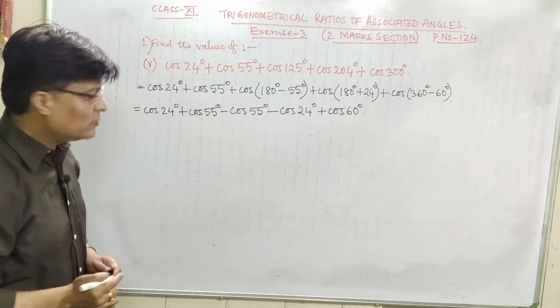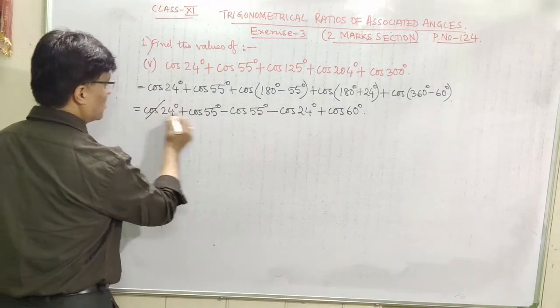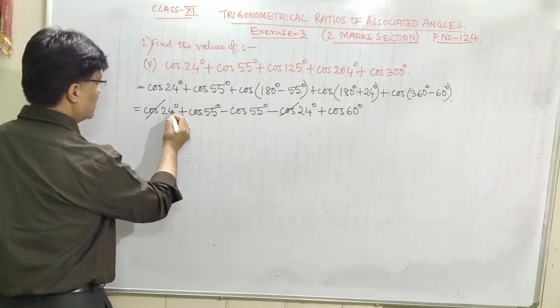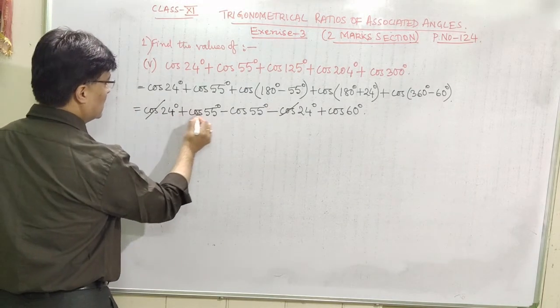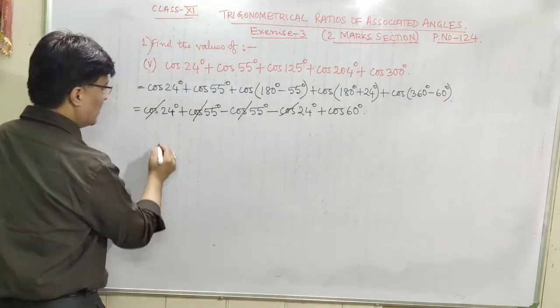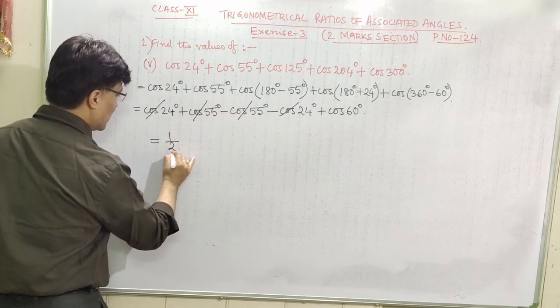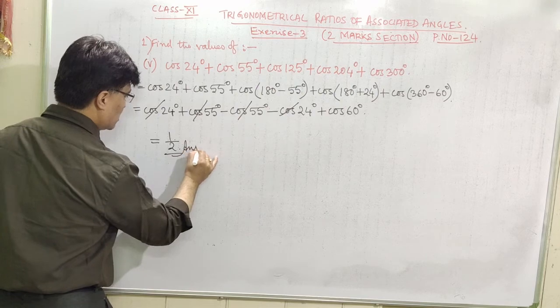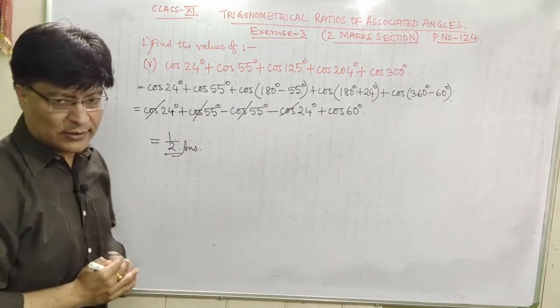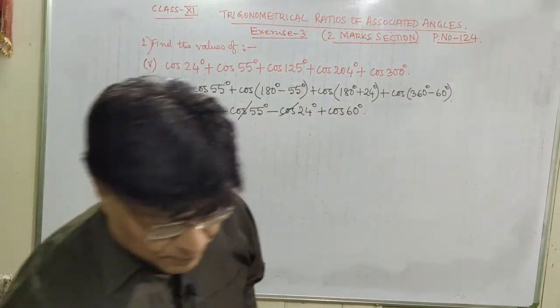Is that understood now? So we can cancel here. This cos 24 degree gets cancelled. And now in this case, cos 55 degree will be cancelled. So what is cos 60 degree? It is 1 upon 2. So this is the final answer. So you can copy it.